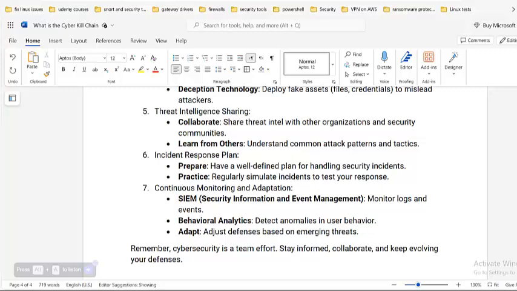Number seven, continuous monitoring and adaptation. SIEM, security information and event management: monitor logs and events. You can use Splunk, IBM QRadar, Microsoft Sentinel.